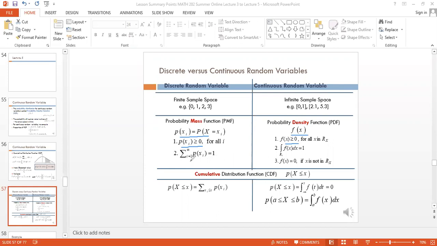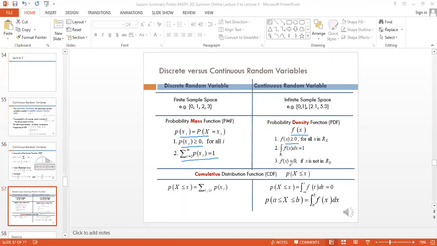Then we have the summation of all probabilities equal to 1, from 1 to infinity. In the case of a continuous random variable, it will be the integral of f of x dx equal to 1 over the domain of x. Then finally we have what?